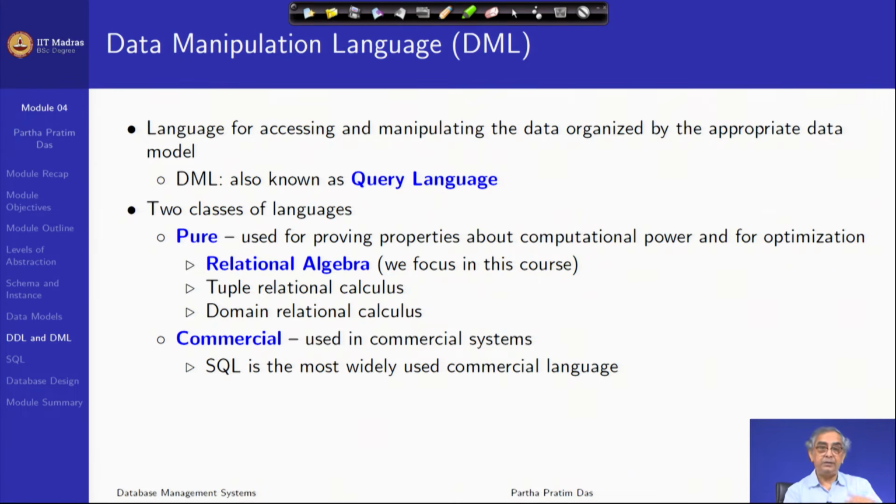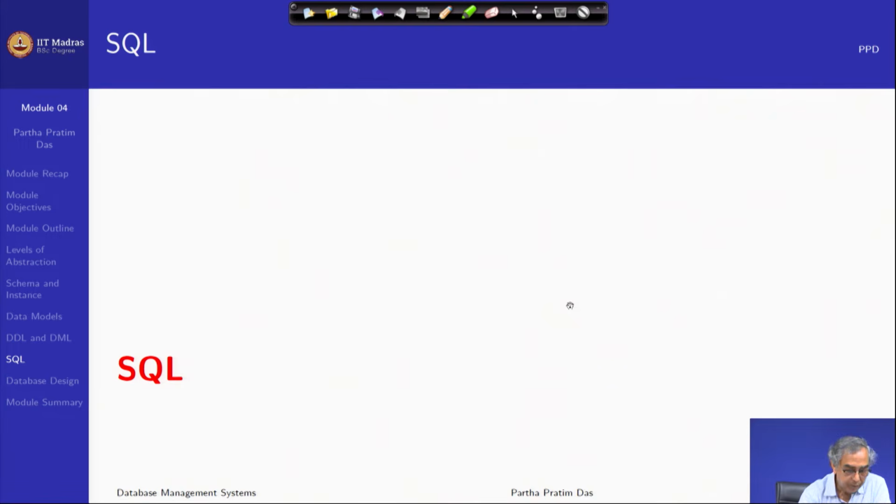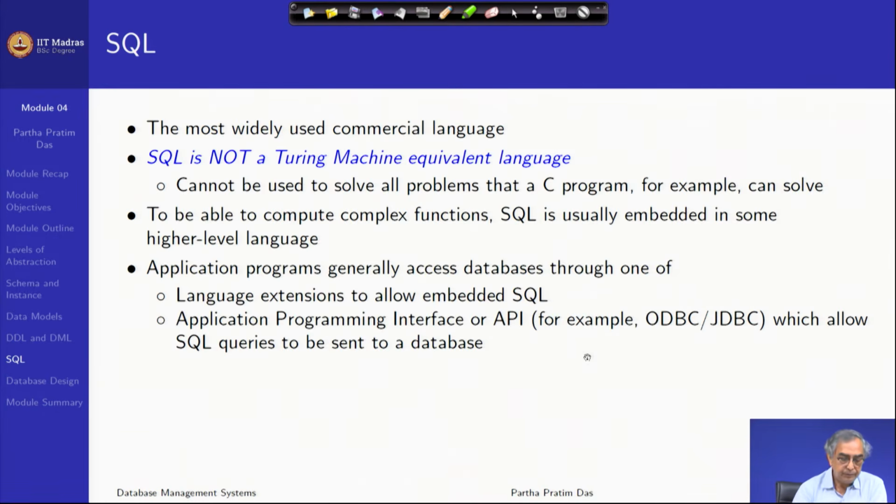In terms of a commercial system, the correspondence of this is the language SQL, structured query language, as the name says, you can understand. But SQL is not just a DML, it is a DML as well as a DDL as well as something more. As we unfold, we will see more and more of that. So, SQL is the most widely used commercial language for databases.